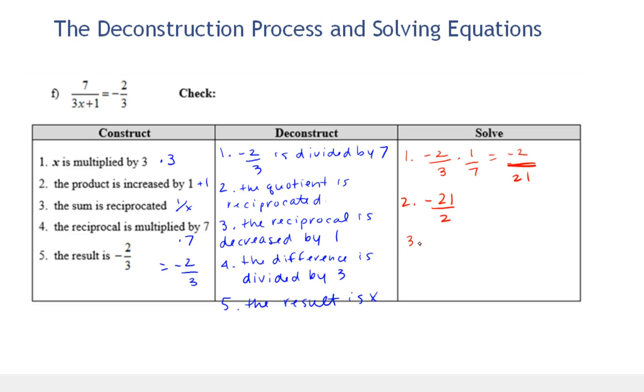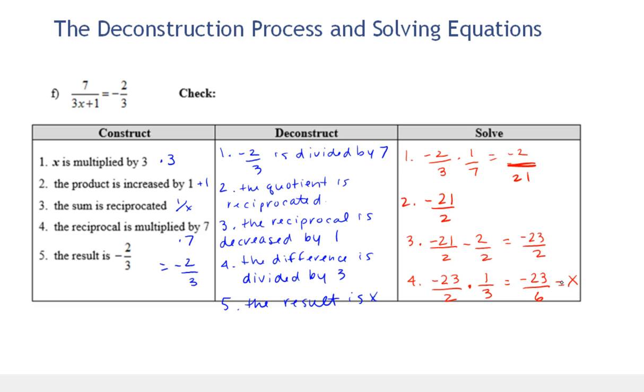Third, we're going to decrease the reciprocal by 1. So negative 21 over 2 minus 2 over 2. So that's 1 written with a common denominator equals negative 23 over 2. Next, the difference is divided by 3. So negative 23 over 2. Remember, dividing by 3 is the same as multiplying by 1/3. So that's negative 23 over 6, and this is our result. So again, we did that step by step. Putting this in one expression when you're reciprocating can get a bit messy.